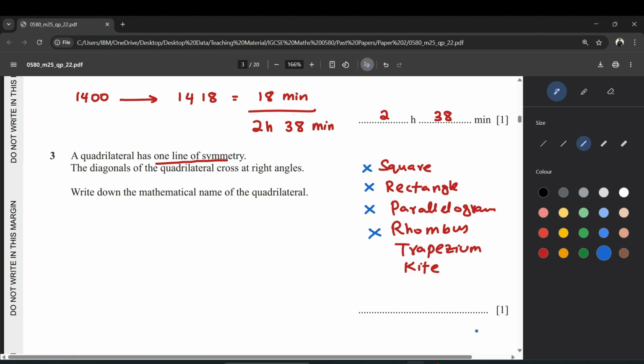So let's see the second property: the diagonals of the quadrilateral cross at right angles. Now only one of the quadrilaterals fits both of these properties, and that is the kite.